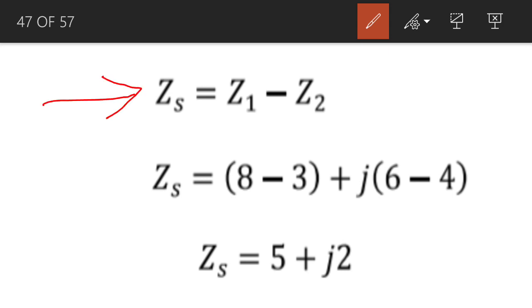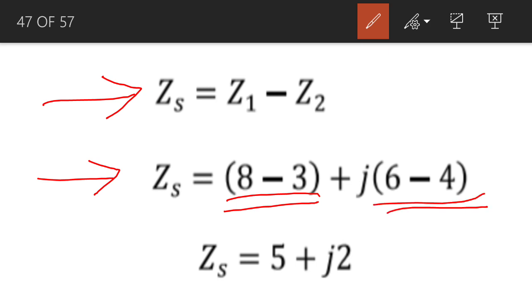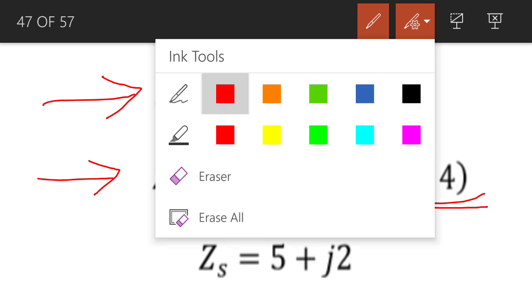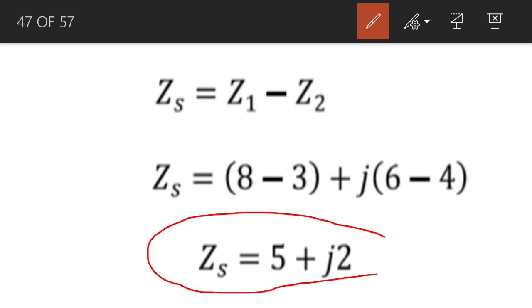The subtraction of Z2 from Z1 results in a new phasor. So ZS will be equal to 8 minus 3. This is the real component of the resultant phasor, plus j, 6 minus 4, and 6 minus 4 is the imaginary component of the resultant phasor. So the resultant phasor in rectangular form of representation is equal to 5 plus j2. The real component of the resultant phasor is 5, and the imaginary component is 2. We can convert this phasor from rectangular form into polar form either with the help of equations or with the help of our calculators.